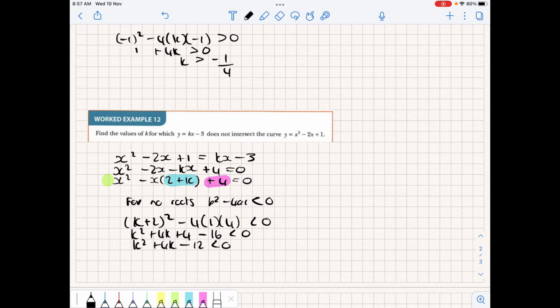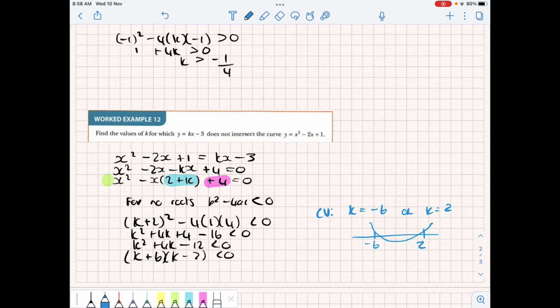And we can now factorize. So I'm thinking we're going to do 6 and 2. So k plus 6, k minus 2 less than 0. So let's consider the critical values will be when k is equal to negative 6 or k is equal to 2. We can draw our points on a straight line.